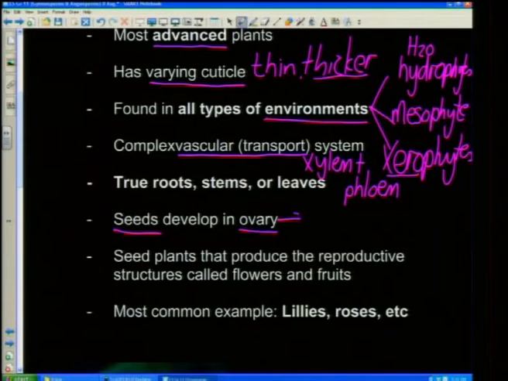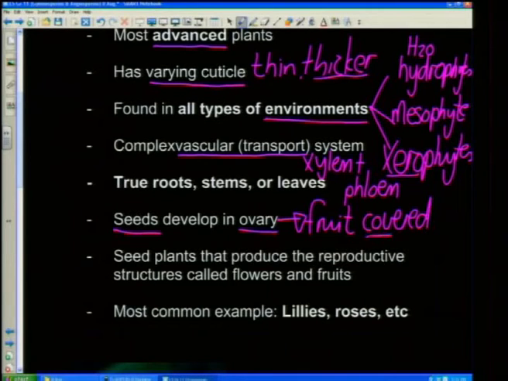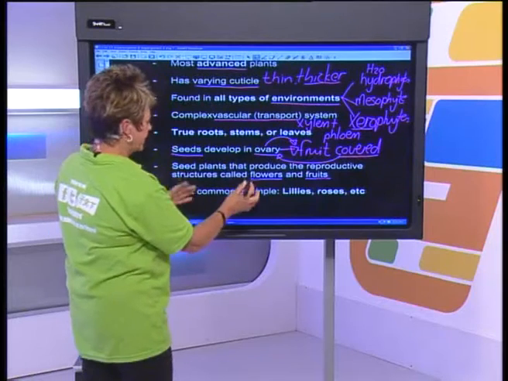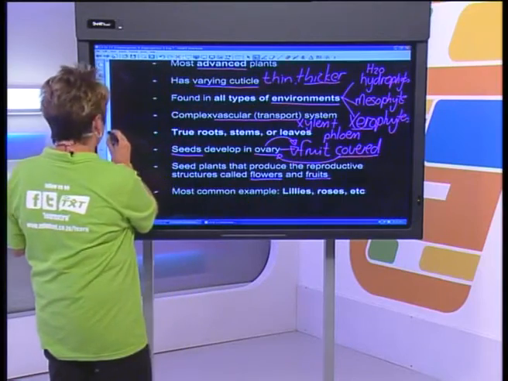Right, seeds develop inside the ovary. And that ovary is going to be inside the fruit. And we're going to say that these seeds are covered. So that's a feature of angiosperms, that they have covered seeds. They're covered inside the ovary, which is developing inside the fruit. Seed plants that produce reproductive structures are called flowers, as we said, and fruits. So whenever you see a flowering plant, you know that it is an angiosperm.